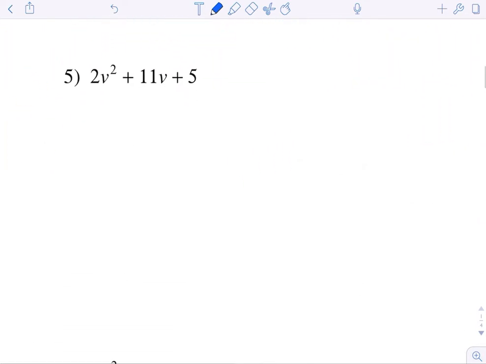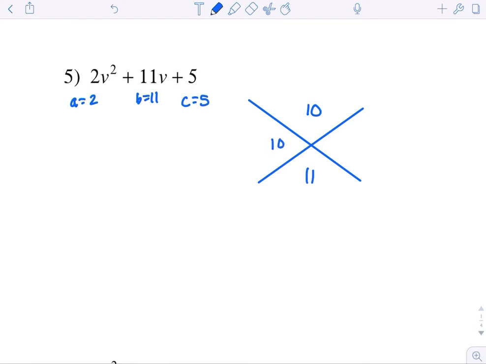Five. A is equal to 2, B is equal to 11, C is equal to 5. On the top, you get A times C, which is 2 times 5, so that's 10. And on the bottom is just your B value, 11. Two things that multiply to 10, but when you add them give you 11: 10 and 1.